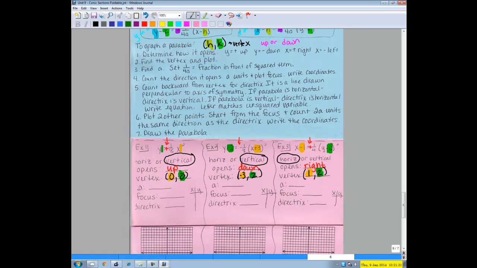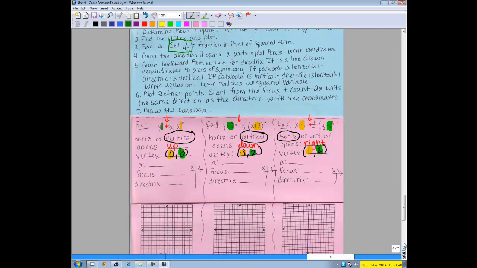Next, we need to find the a. And it says this right here. To find the a, you set it equal to 1/4a. So we have to do that for each of these. That's the fraction that's right here, right there, and right there. So 1/4a is equal to 1/8. What do we multiply 4 by to get 8 is all we're asking. And so we multiply 4 by 2 to get 8.